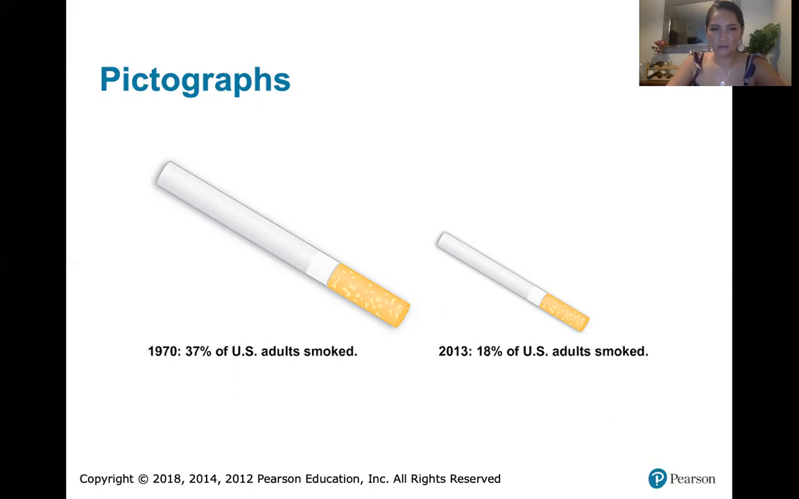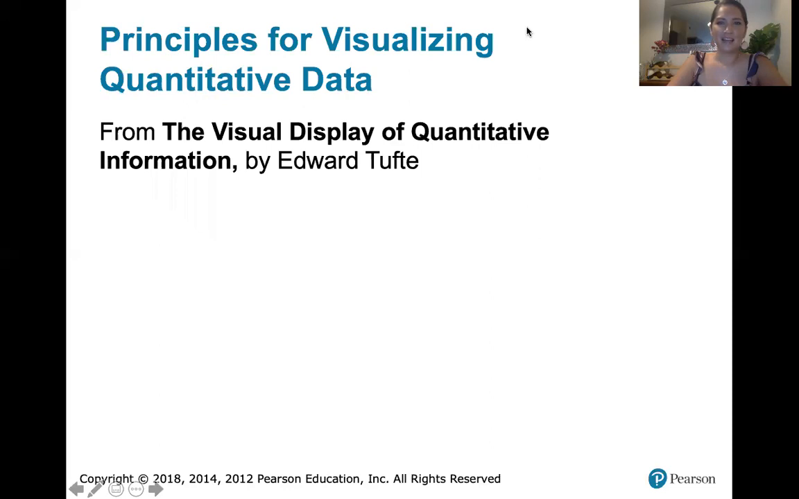But the reality is those two numbers, the 37% and the 18%, are only different by a factor of 2, not a factor of 8. So representing this data with something that's 3-dimensional is misleading. It makes it look like this 37% is something like 8 times as much as the number of people that smoked in 2013, when the reality is it's about half as many people that smoked in 2013 as compared to 1970. Or you can think of the number of people that smoked in 1970 as about twice the percentage of US adults that smoked in 2013.